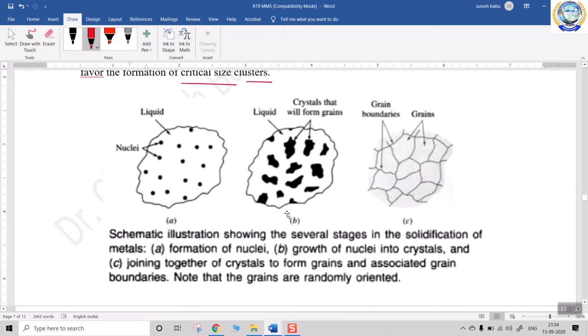Here also there is a diagram. You please see here, this is the liquid state of a metal and it is a pure metal and it contains small nuclei. These nuclei will increase their size and they will form grains, and finally you will get a solid material with grain structure like this. Is that clear? This is homogeneous nucleation.